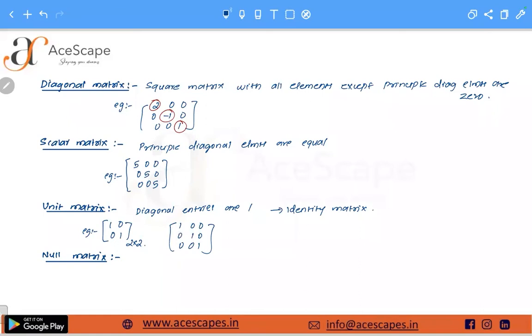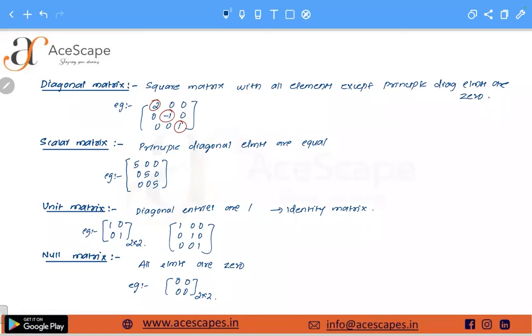The null matrix is a type of matrix where all elements are 0. From the name itself, we can know that it's null, nothing is there. So all elements are 0. I am writing an example: 0, 0, 0, 0. This is a 2 by 2 null matrix.